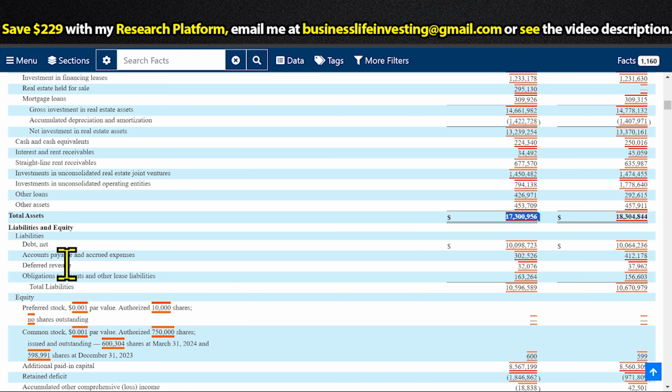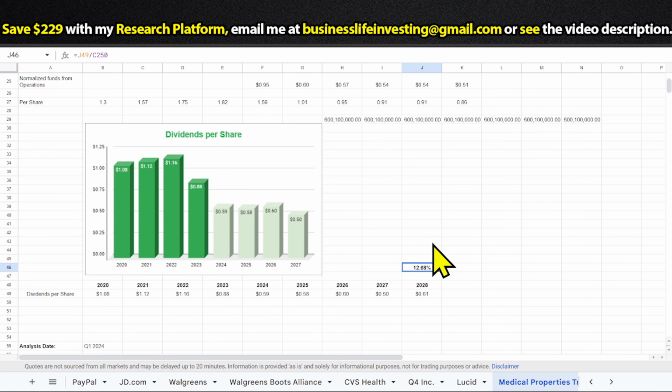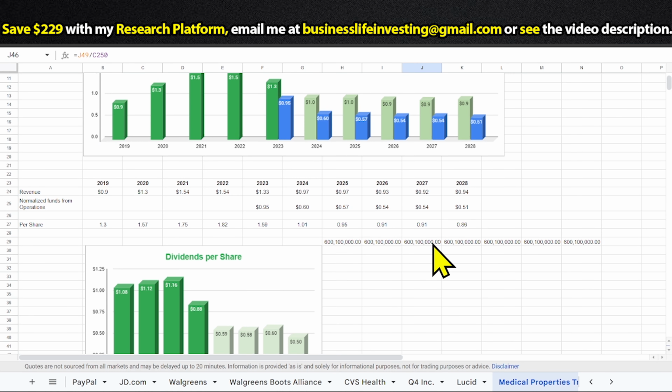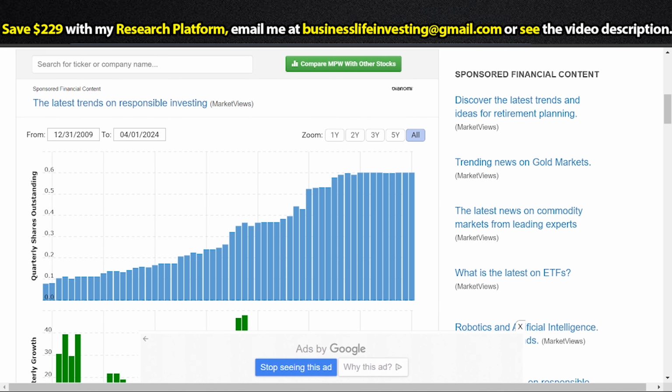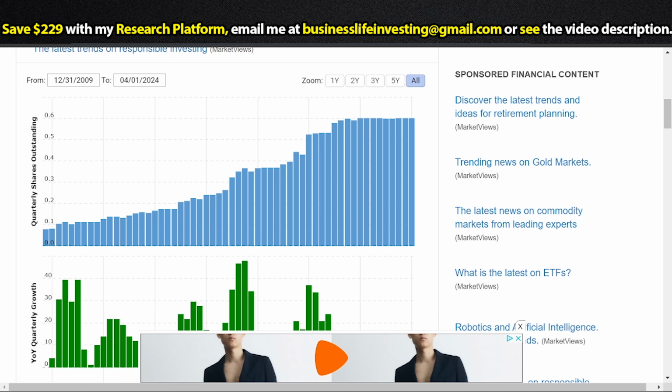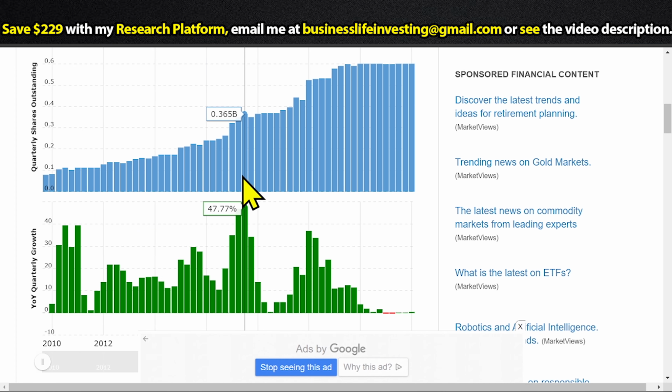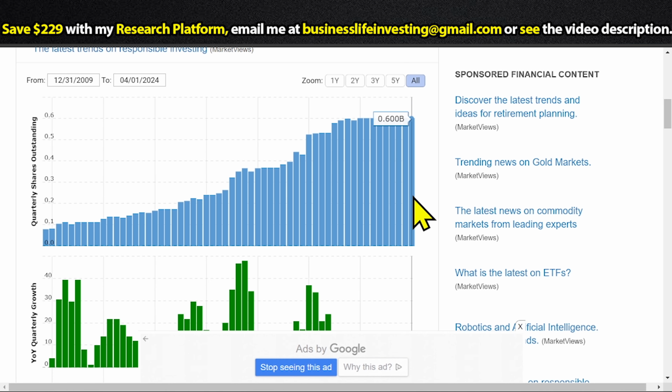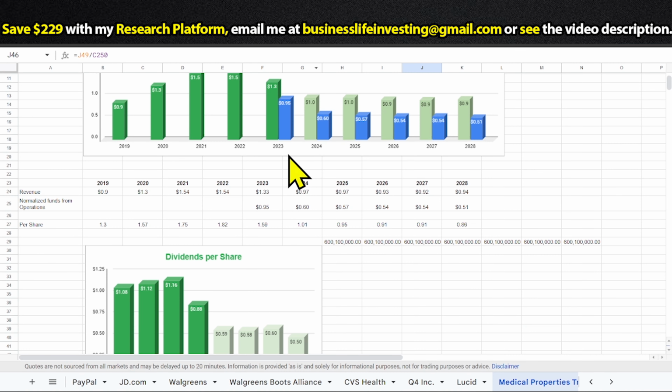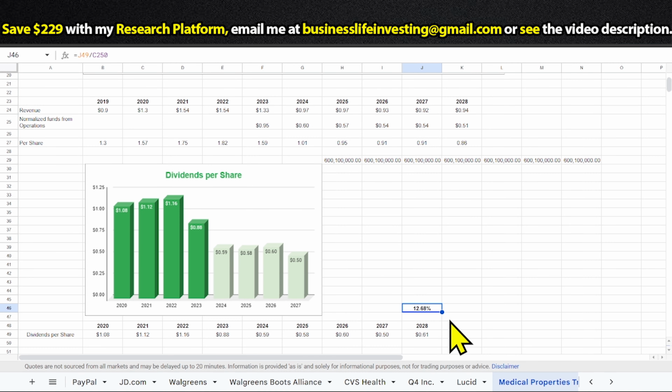As you can see here, total debt over 10 billion. So this is the downside. And also be aware, if this company, Medical Property Trust, continues to issue more shares, because if you look at the past, you can see that the number of shares went from 360 million to 600 million. They almost doubled. And this is bad, because if they continue to issue more shares, the dividends per share will get lower and lower. And that will be bad for shareholders that want to invest in this company based only on this dividend.